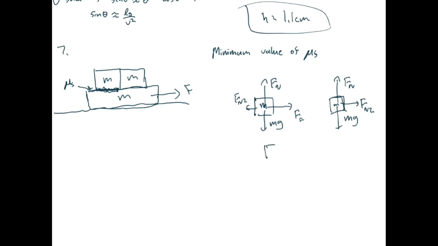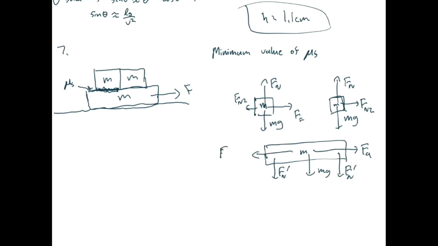And then for the bottom block, while you have gravity, as usual, you have the reaction forces from those 2 normal forces. And you also have the applied force and the reaction force from this friction force. So these are action-reaction pairs. The normal forces, of course, also action-reaction pairs.